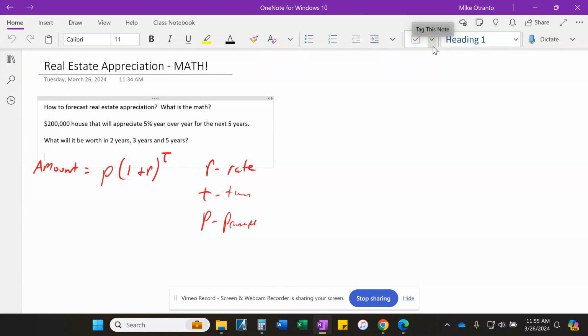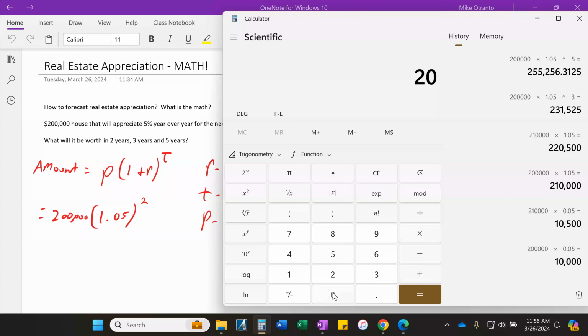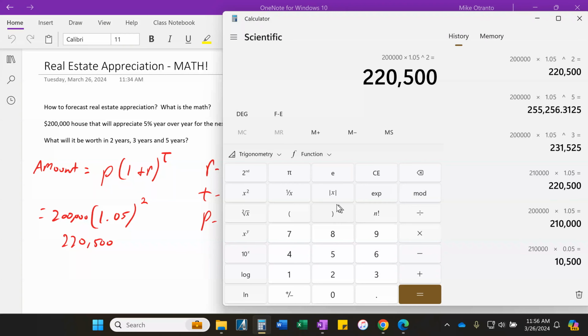Right? So 200,000, that's our principal. It's 1.05. Now we're going to calculate what that's going to be worth in 2 years, and then we're going to do 3 years later. But let me show you an easy way to figure this out. So 200,000 times 1.05. Now, rather than just keep doing this calculation over and over again, we want to know 2 years. 220,500. See? It just told us what we needed to know.